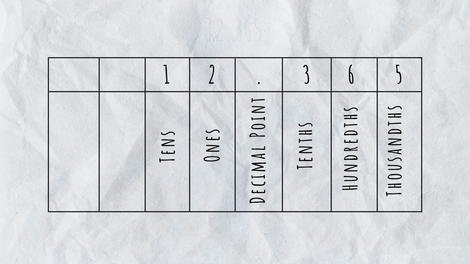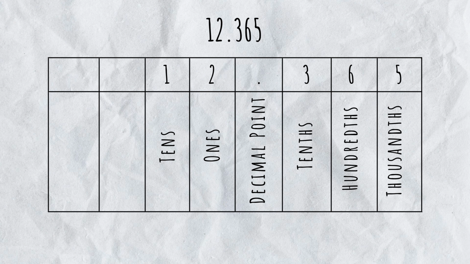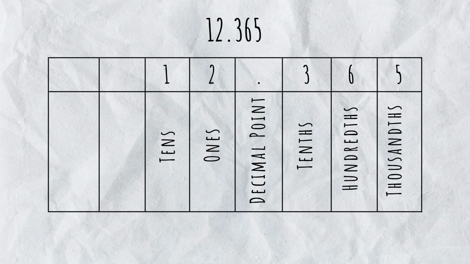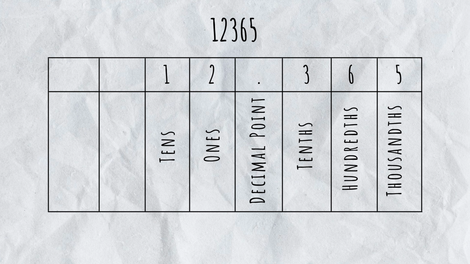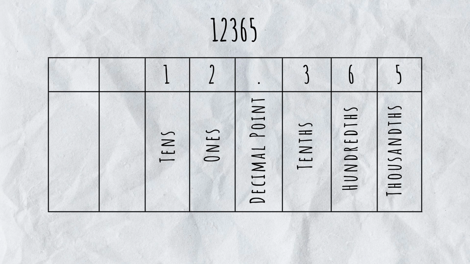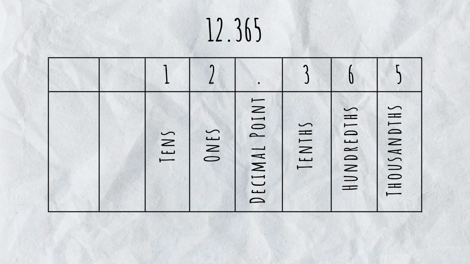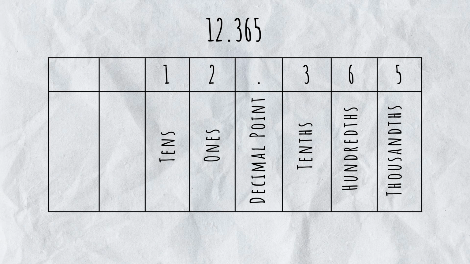And the place value chart helps us identify that the number is 12.365. That's 12.365. And I could have easily said this number was 12,365 if I didn't have my place value chart, but because I've got my place value chart and I've got the decimal point, we know that the number is 12.365.